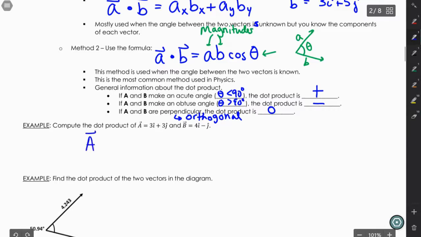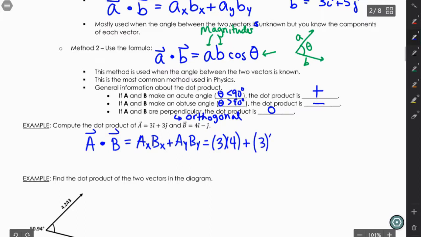So we have vector A dot vector B, and we're going to do AxBx plus AyBy, so 3 times 4 plus 3 times -1. Don't forget, even though there's no coefficient outside of j, there's always an understood 1, and that becomes negative. So you end up with 12 minus 3 is 9. So A dot B for these two vectors ends up being 9.